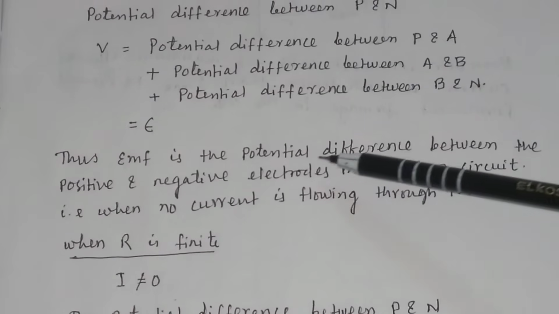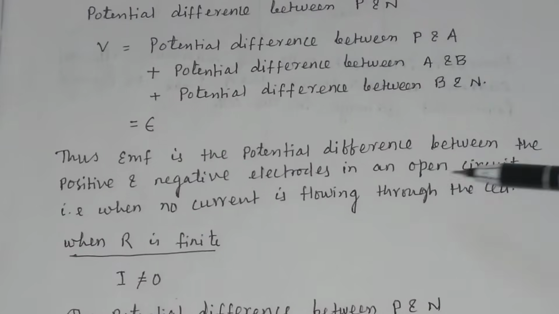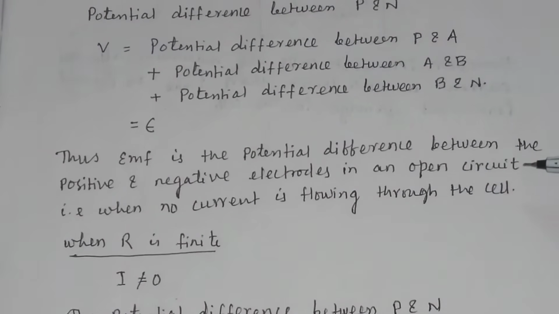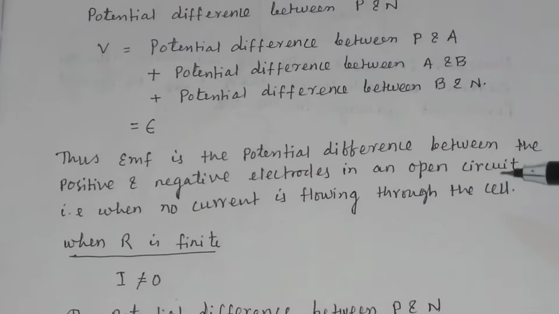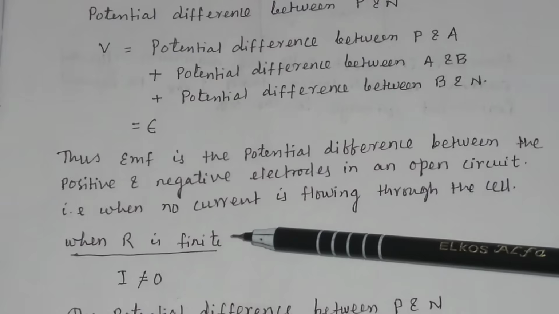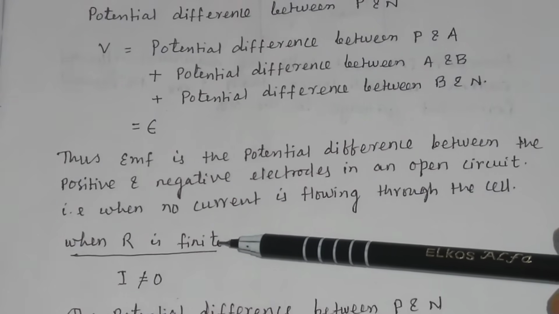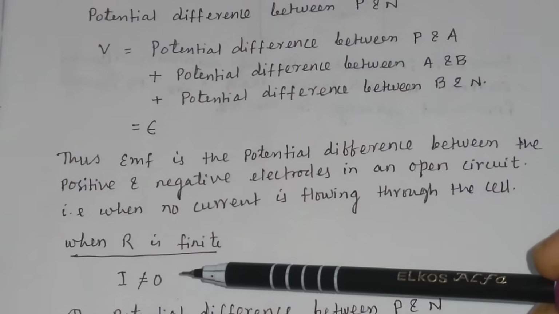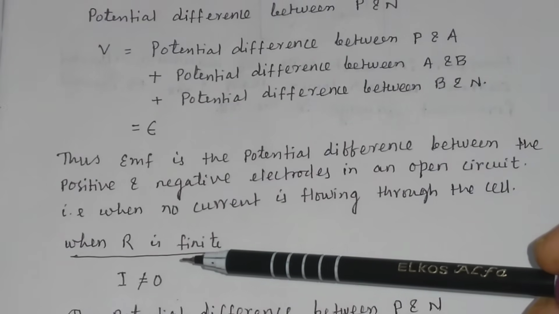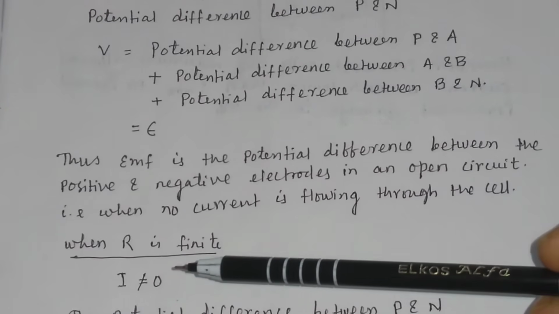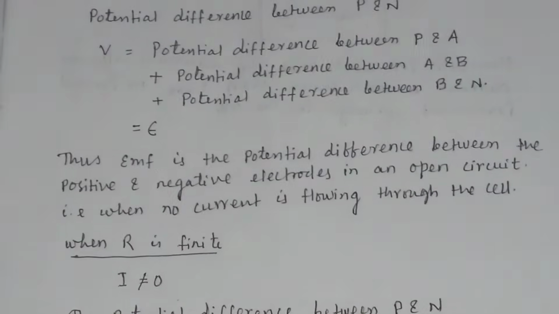Thus EMF is the potential difference between the positive and negative electrodes in an open circuit, that is, when no current is flowing through the cell. Now consider the external resistance when R is finite. When R is finite, current is not equal to 0. In the external resistance R, current will flow, so current is not equal to 0.